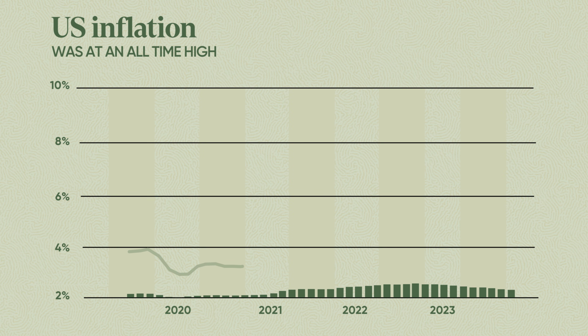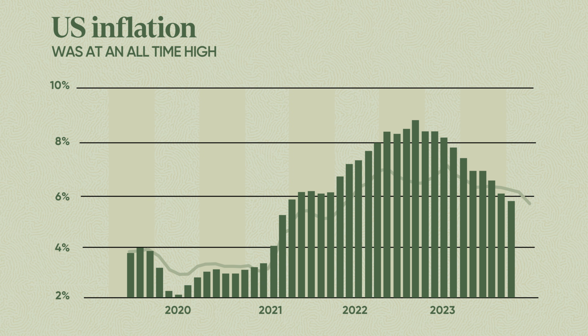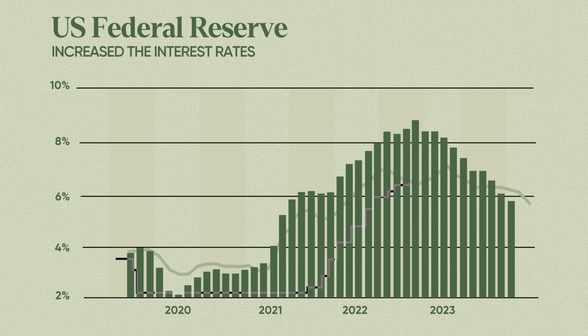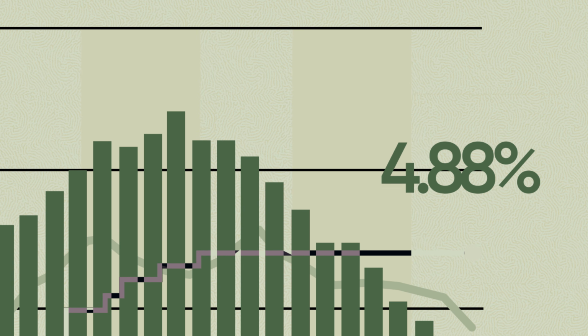From 2020 to 2023, inflation in the US was very high. When inflation rises, prices go up and people tend to spend less money. This hurts the economy. To control inflation, the US central bank, that is the Federal Reserve, raised interest rates. When interest rates go up, people take fewer loans, which slows down the economy. As the economy starts to slow, prices start to drop. This is how the Federal Reserve brought inflation under control.